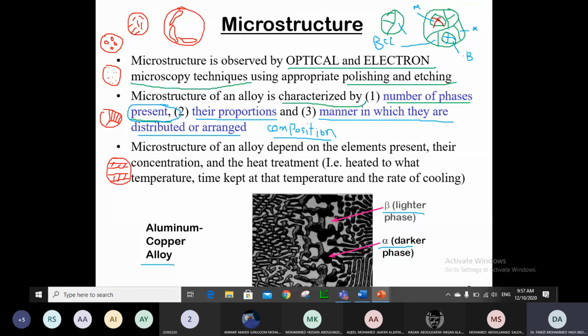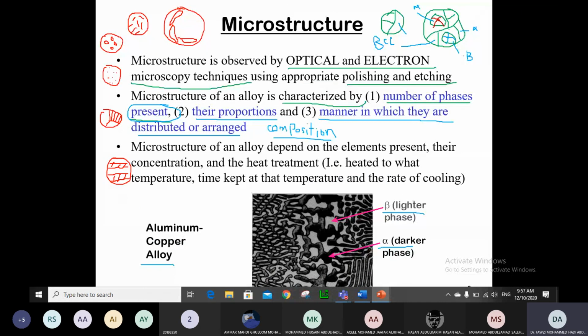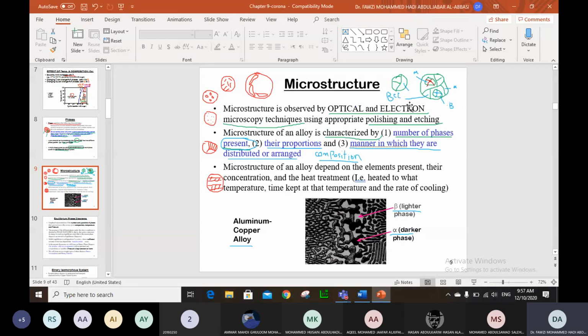Time is up. Yes, time is up. I am ending the lecture at this point. We will next time talk about the rest of the phase diagram. Any questions before you leave?